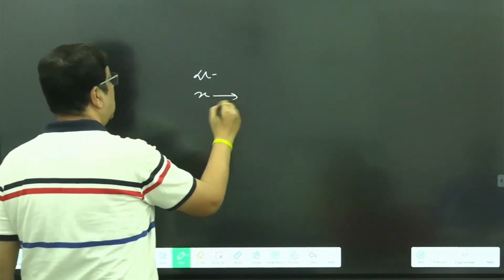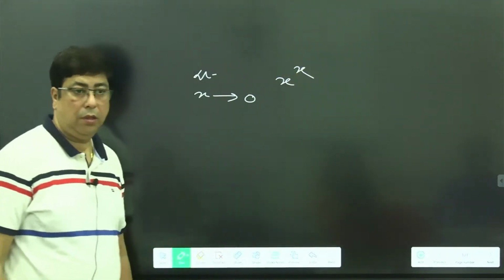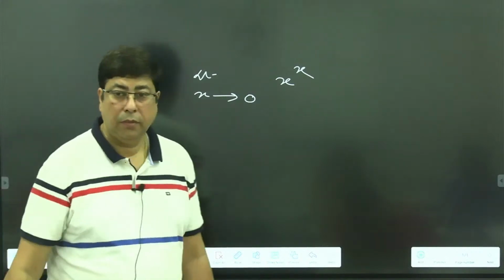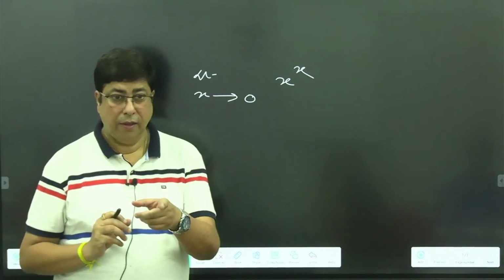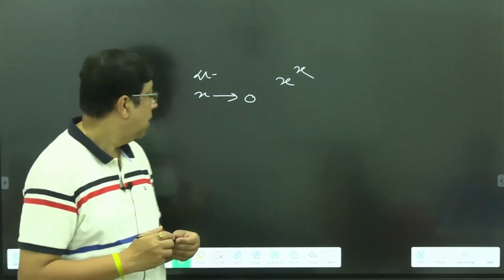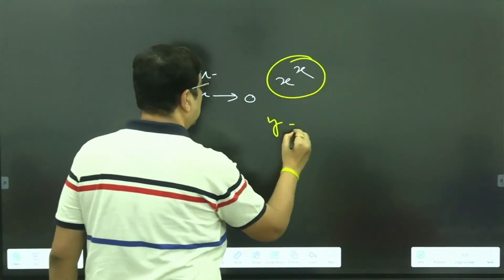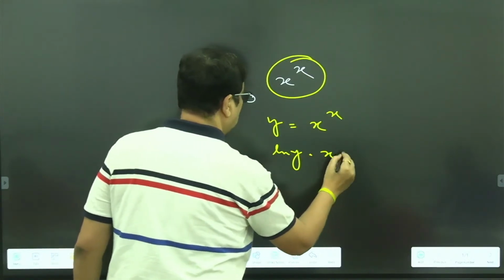Limit x tends to 0, x to the power x. How to solve this sum? Can anyone tell? First of all, I will tell. We'll treat this as y. So y equals x to the power x, so log y equals x log x.